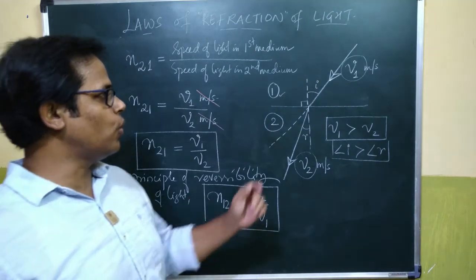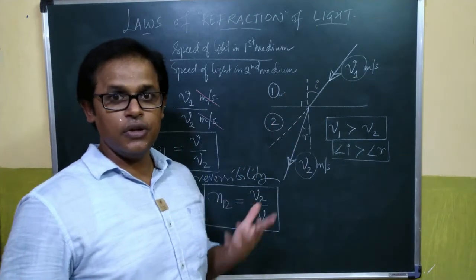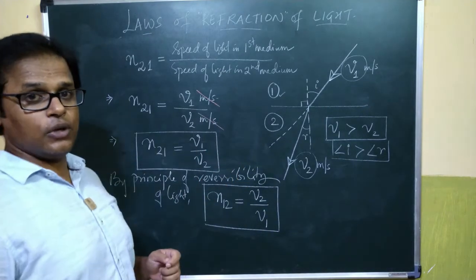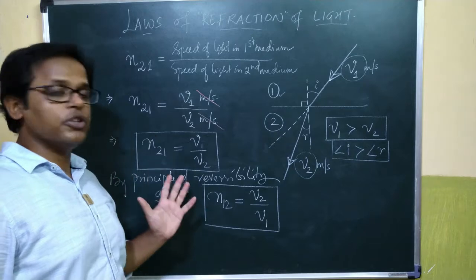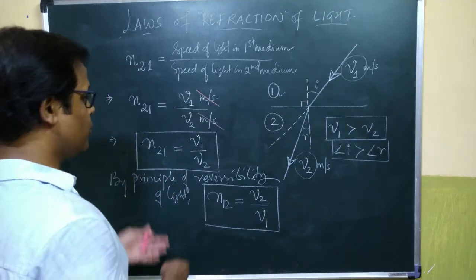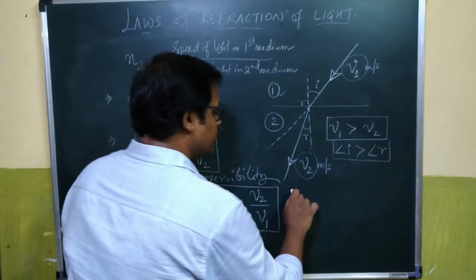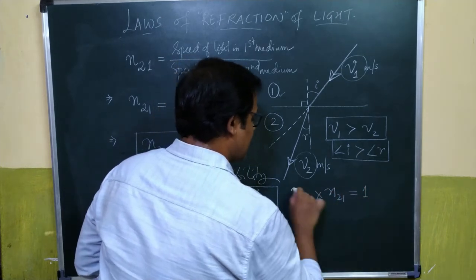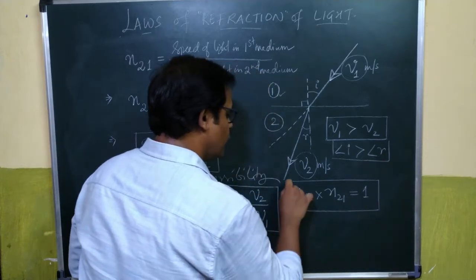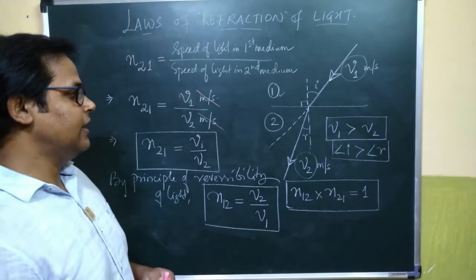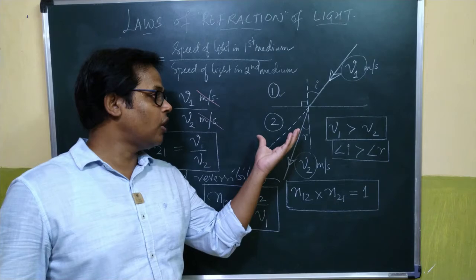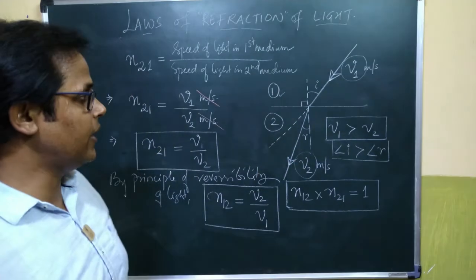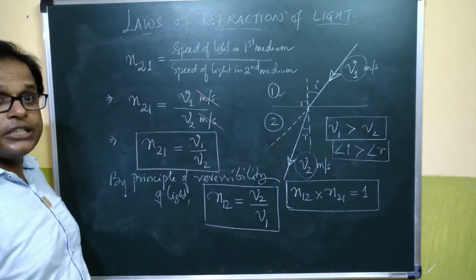In case you don't know the angles of incidence and angles of refraction, but you know the speeds of light in both the media, you could still calculate the index of refraction of both the media very comfortably. So many have already discovered that n12 product n21 comes out to be exactly 1. That's a very important criterion, that the product of the index of refraction of both the pair of media is always equal to 1. Please note it down.